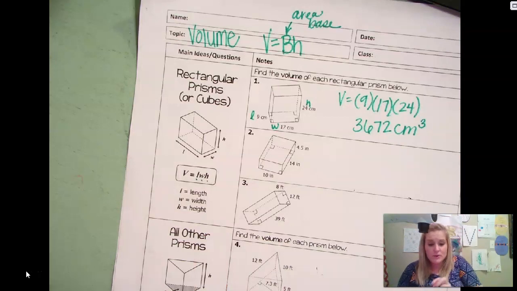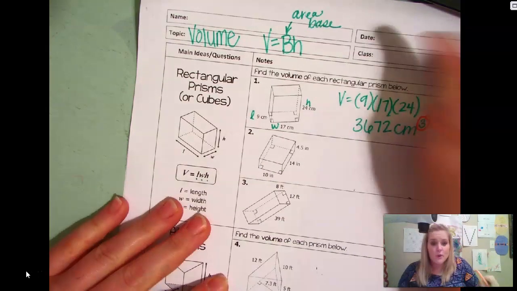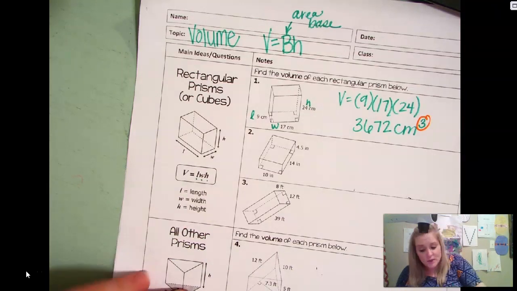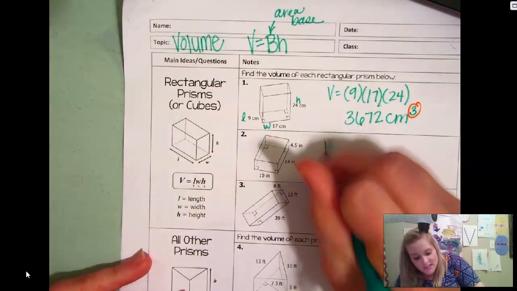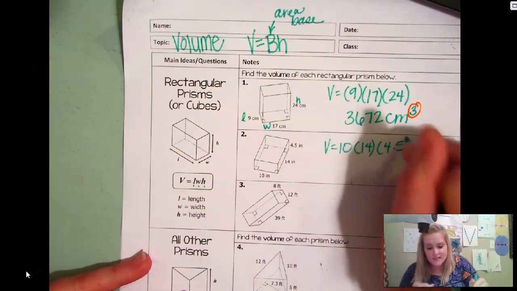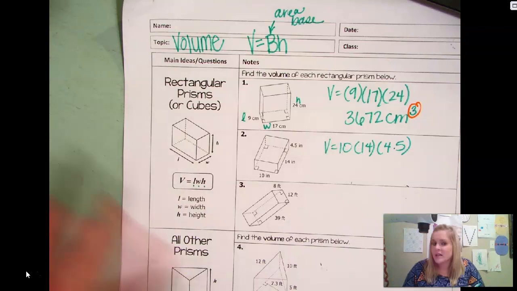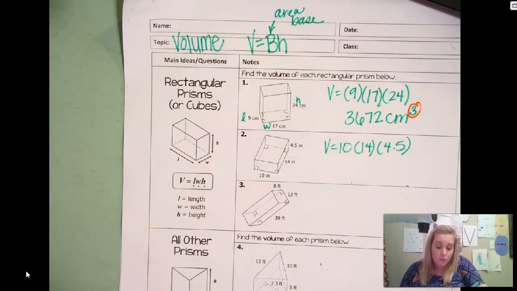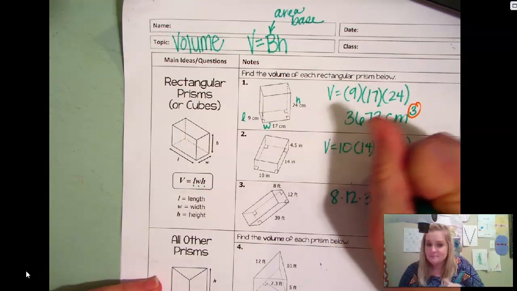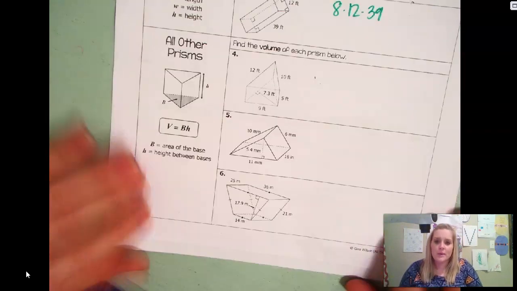That is new. Everything that we've been doing so far has been squared, but since this is volume, it's going to be cubed. This one, same thing, you're just doing volume equals 10 times 14 times 4.5. Now, those may not be specifically who's the length, width, and height, but since we're multiplying, it's not really going to matter. 8 times 12 times 39. Just that easy.